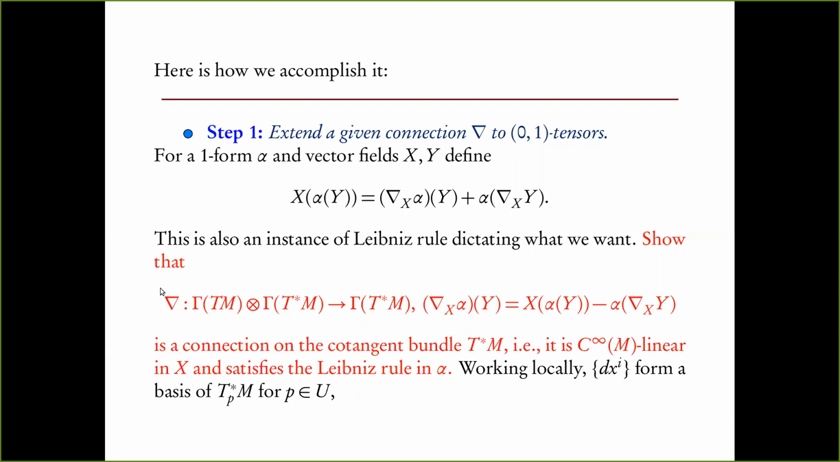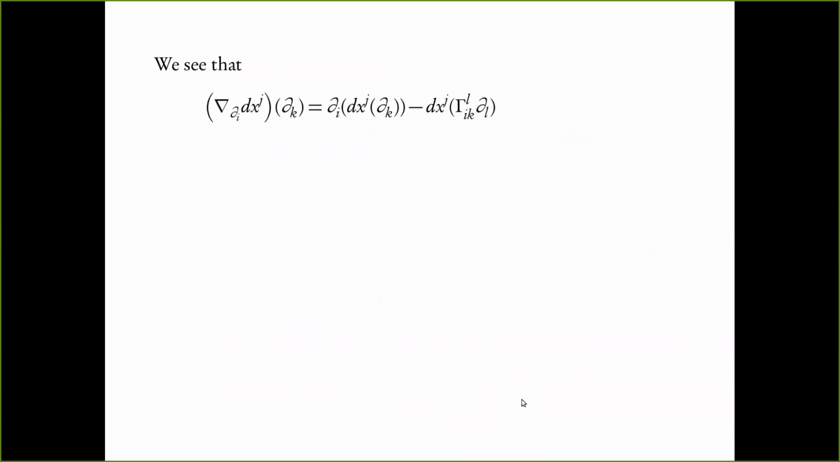So to determine this nabla locally, it suffices to calculate nabla del by del xi of dxj as a one form, correct? This is what we have been doing even for the other connections. You simply try to figure out the Christoffel symbols, and then that determines the connection. That's what we're planning to do. So we work with the one forms dxi's, which form a basis of T_p^*M for all p in the local chart U. And this is dual to the basis del by del xi. All right, so let's do that.